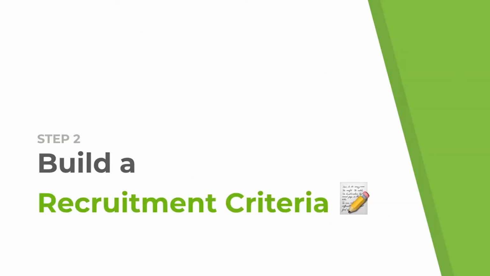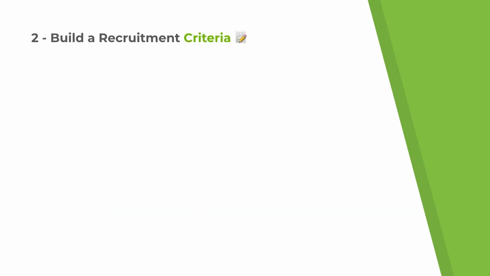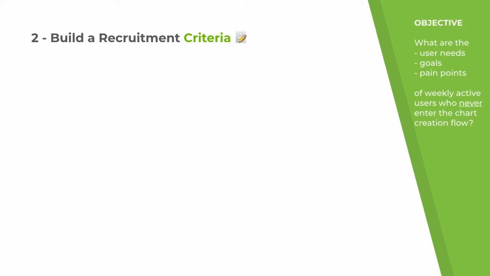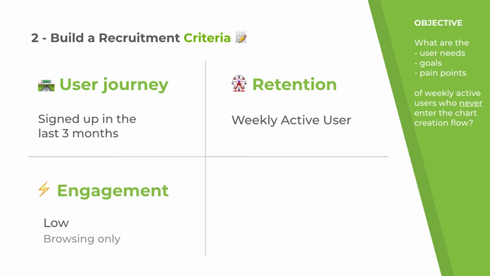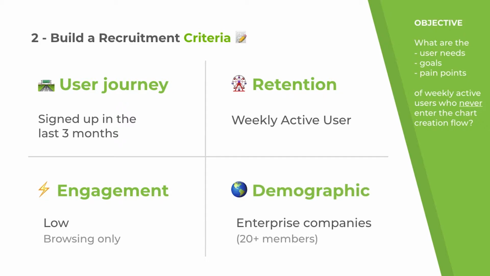What I mean by recruitment criteria is a list of behaviors and characteristics that can help you extract that list of users from your database. So going back to that same example, we used that objective, which is just a statement, and brainstormed around what things we can list out and then translate to something that is tangible.